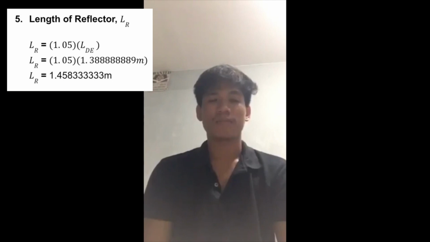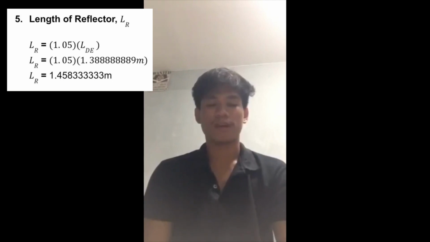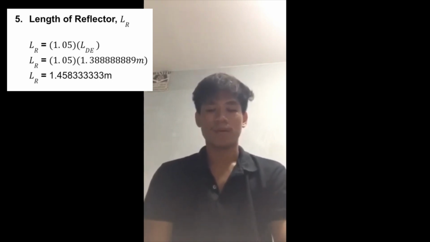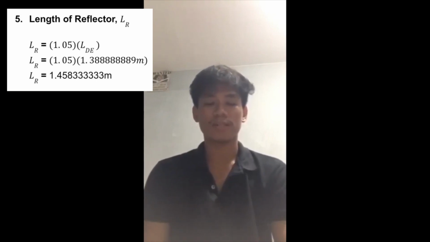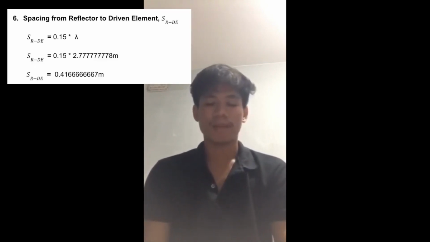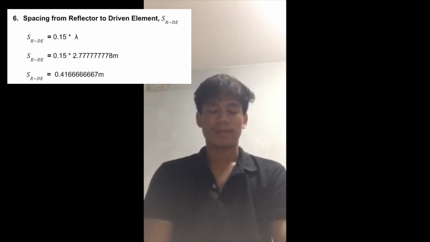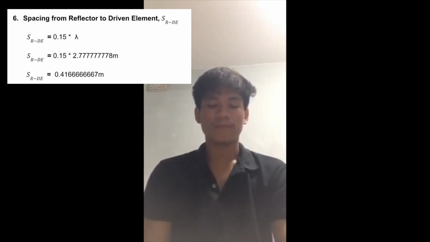Next is the length of reflector. You need to multiply 1.05 times the LDE, which is the length of the driven element. So 1.05 times 1.388888889 meters. So the answer is 1.45833333 meters.